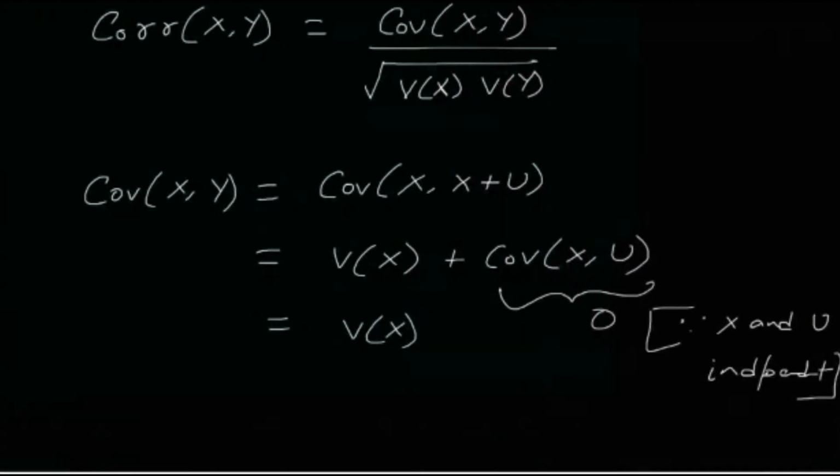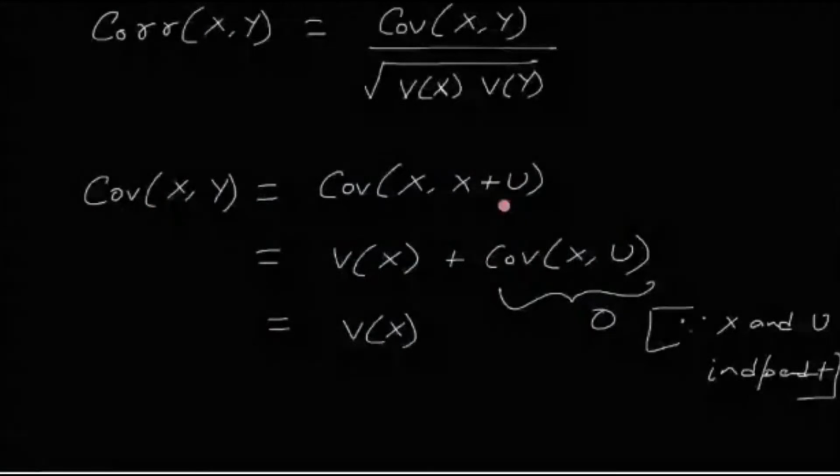The correlation is actually really easy. The correlation of XY is nothing but the covariance of XY divided by the standard deviations of X and Y. The covariance of XY is nothing but the variance of X, because the other part is 0, since X and Y are independent. So the covariance of XY is nothing but the variance of X.